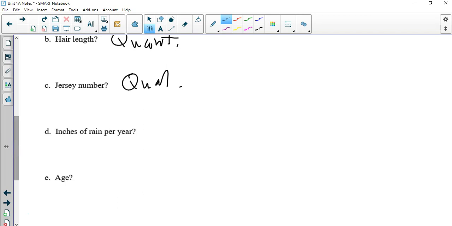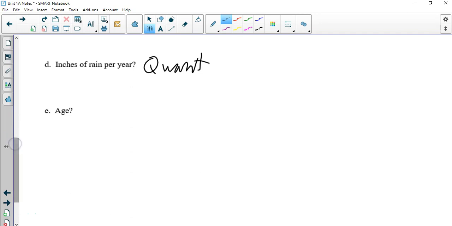Inches of rain per year. Okay? So that's something we can measure and analyze and average and so forth. So that's going to be quantitative. And then there's your age. Well, I can take a bunch of people's ages and average them, list the range, do all kinds of analysis to that. So that's also going to be quantitative data. Remember, your jersey number, I'm not going to take everybody's jersey number and average it. That wouldn't tell me anything. But the average age of a group of people, that's something.